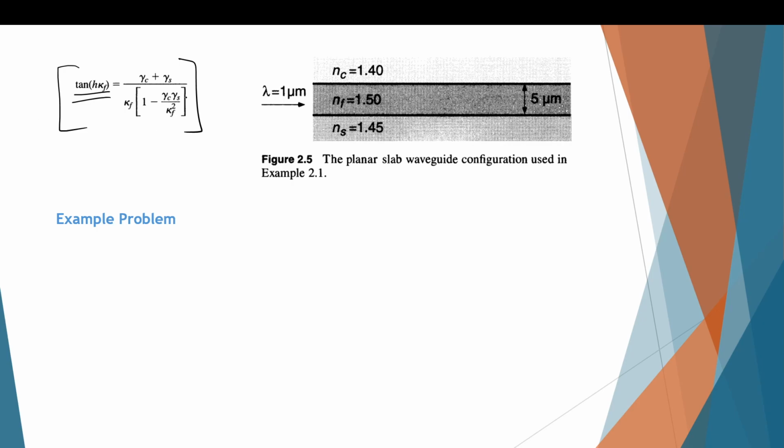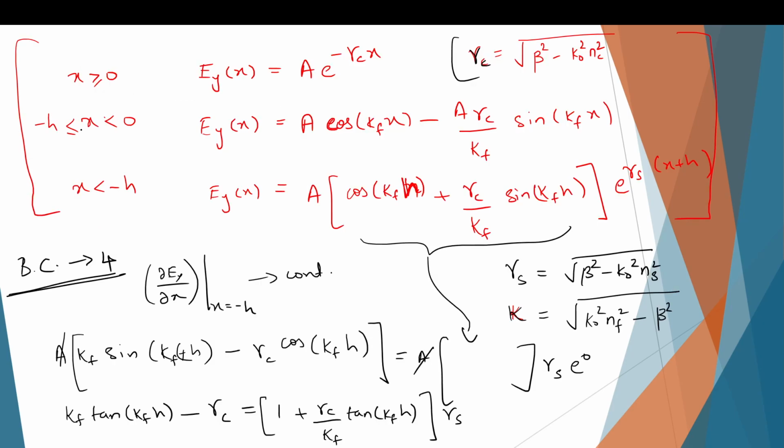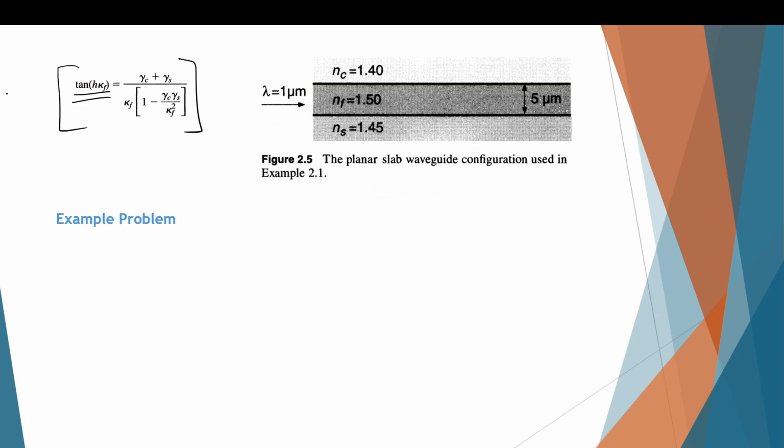So basically what are we doing here? This we got by simply applying boundary condition 4 on these equations. So from boundary condition 4 I get this condition that tan of kappa f into h should be equal to this term. Now all these terms, gamma c, gamma s, kappa f, all of them depend on beta. So basically this is an equation. Using this equation we need to solve for beta.